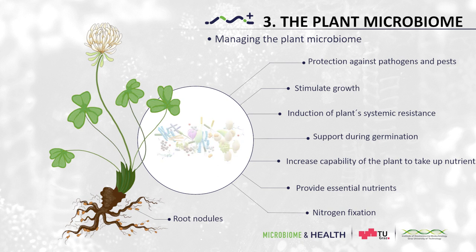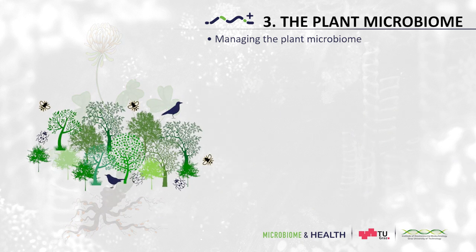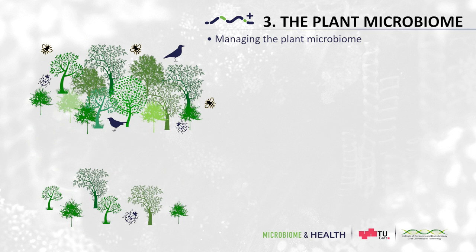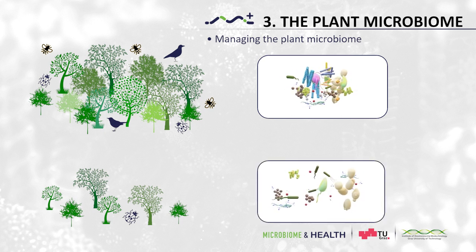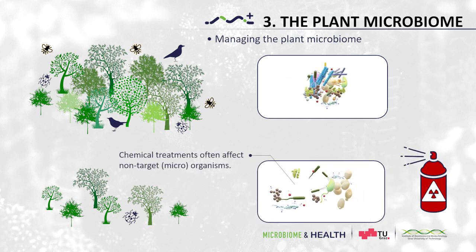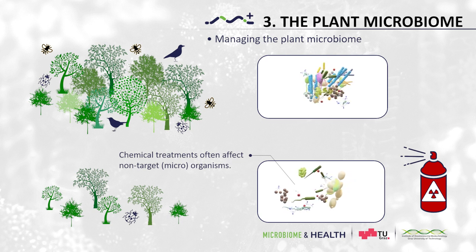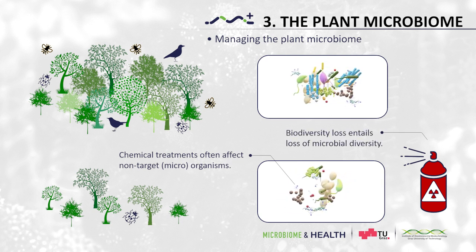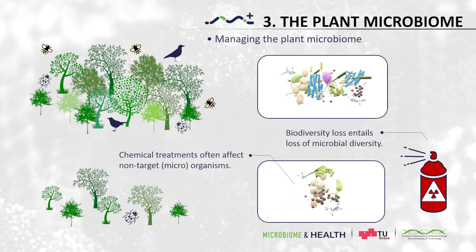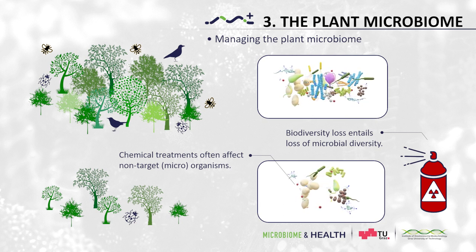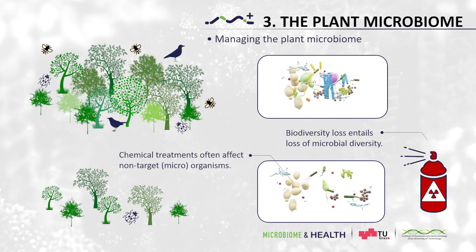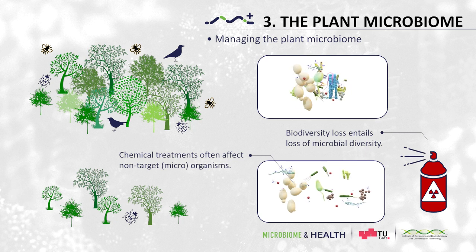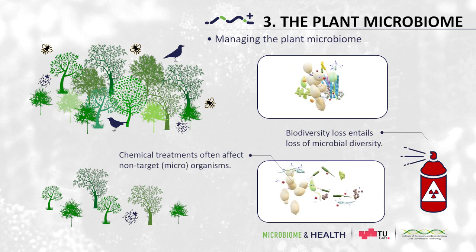However, accompanied with a loss of plant, insect and animal diversity over the past century, we likely lost a large share of microbial diversity as well. Especially chemical pest control affects the microbial pool in the environment, since products that are meant to deplete one specific pathogen often affect the whole microbial community, including also those which are beneficial for the plant. As a result, plants might be less resilient to biotic and abiotic stress, which requires even heavier treatments and pest control.